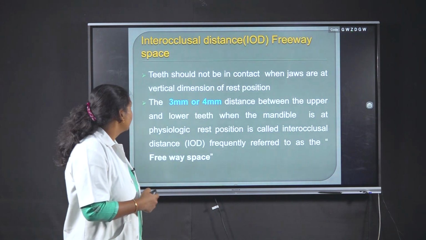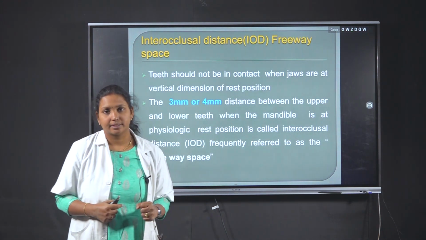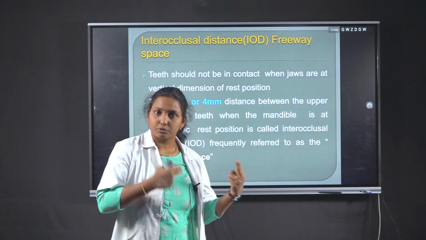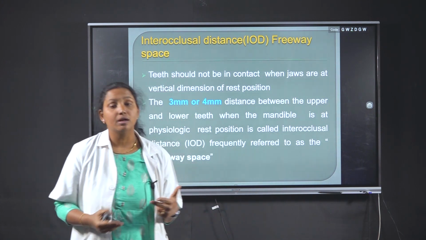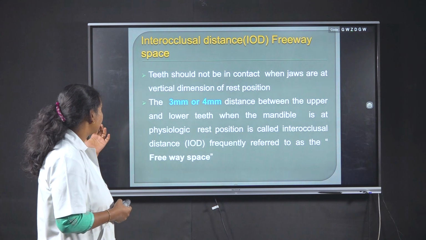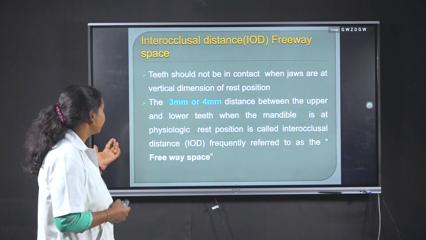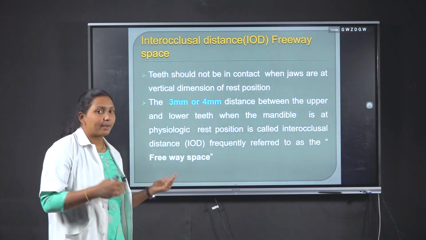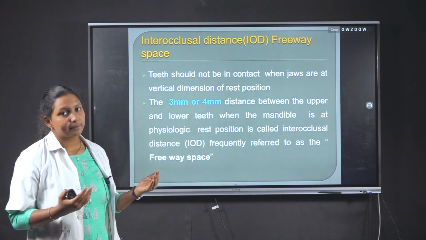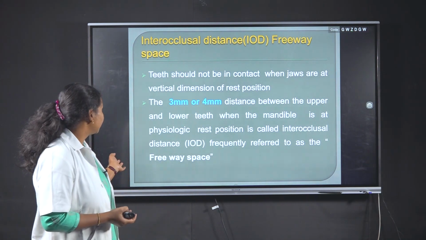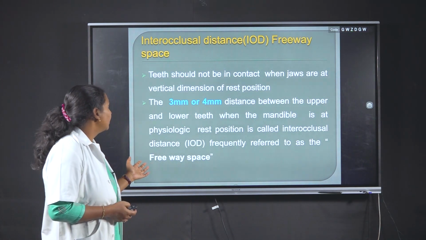So what is intraocclusal distance? Intraocclusal distance is nothing but, as I told you earlier, there are two components, VDR and VDO. This intraocclusal distance or freeway space is VDR minus VDO, meaning vertical dimension at rest minus vertical dimension at occlusion. So it is basically 3 to 4 mm.